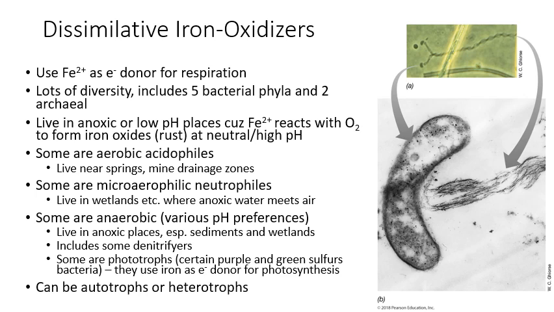Some of them will like a neutral pH, some of them will like an acidophilic pH. It just depends. They're all going to be living in places where you don't have oxygen present. So usually in a wetland or in a sediment at the bottom of a lake or an ocean. You actually have some denitrifiers that are also dissimilative iron oxidizers, and you have some phototrophs that are dissimilative iron oxidizers. That would be specifically some of the purple and green sulfur bacteria. So those guys would be using iron as their electron donor when they do photosynthesis. Some of the iron oxidizers are autotrophs and some of them are heterotrophs.